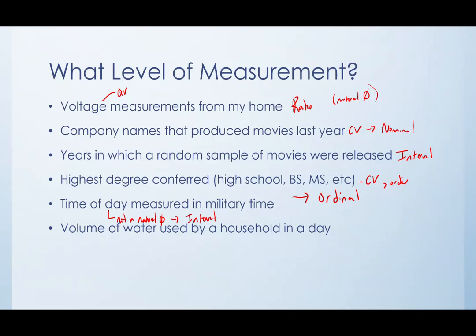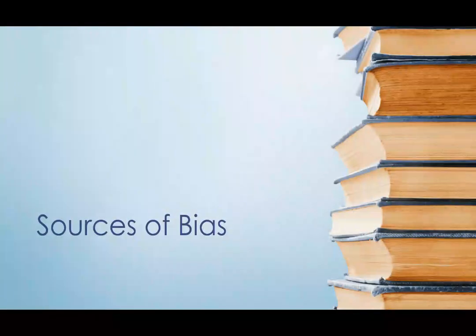Okay, volume of water used by a household in a day. So again, it's quantitative. It does have a natural zero. And so it's going to be at the ratio level of measurement. All right, so that's it for this one.